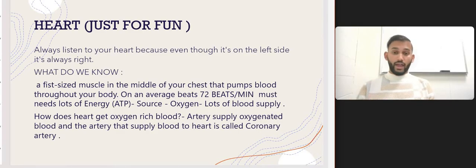In order to do that, it needs a continuous supply of energy, which is given in the form of aerobic respiration, for which we need oxygen. And we supply oxygen to the heart with the help of the blood. The artery that supplies blood to the heart, we call it the coronary artery.